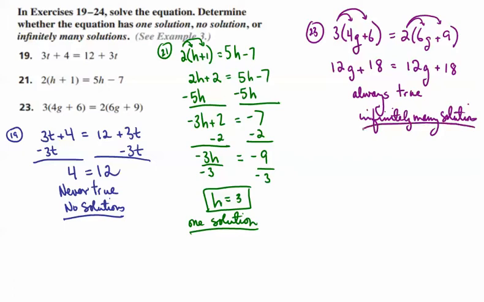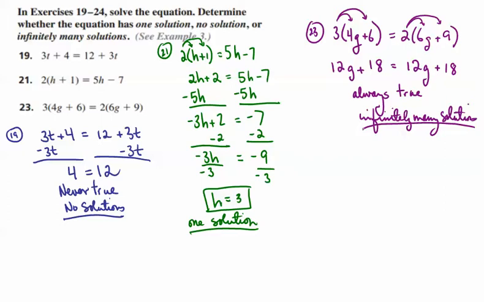Now, how can we tell the difference by looking at our answers? We know that there are no solutions when you end up with two numbers that are different from each other. We know that there is one unique solution when you end up with the variable equal to some number.